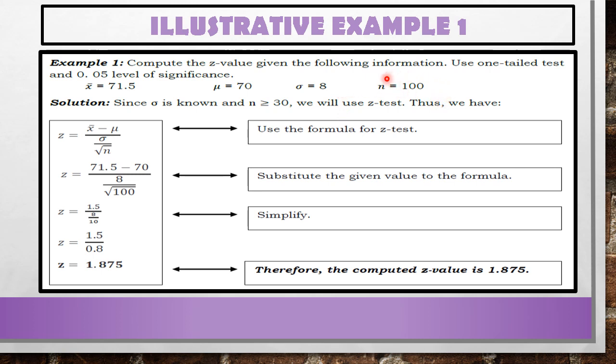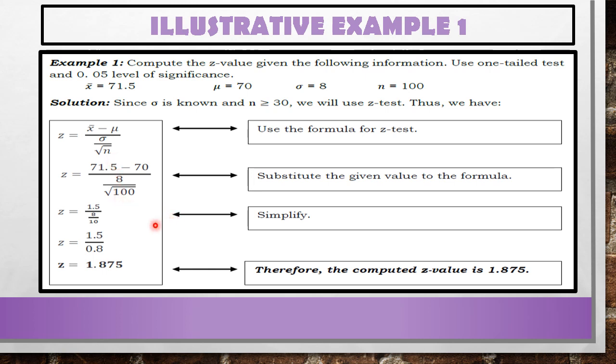So anong gagamitin? Ang number of samples niya po 100. So bigger than 30, therefore ang gagamitin mo is z-test. Since the standard deviation is known and the number of sample is greater than or equal to 30, we'll use z-test. Thus, let's have this. This is the formula. Use the formula for z-test. Then substitute po natin yung mga values. Yung sample mean 71.5, ang population mean 70. Ang standard deviation 8, ang number of sample is 100.